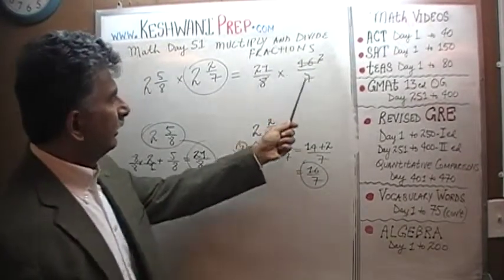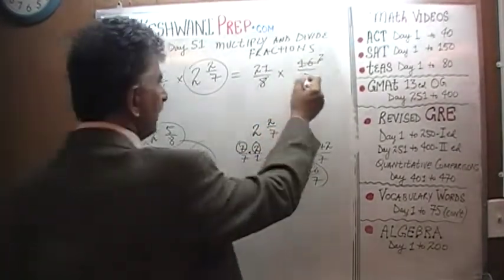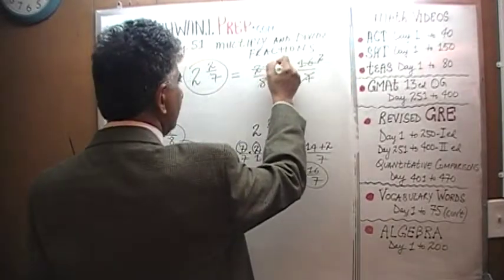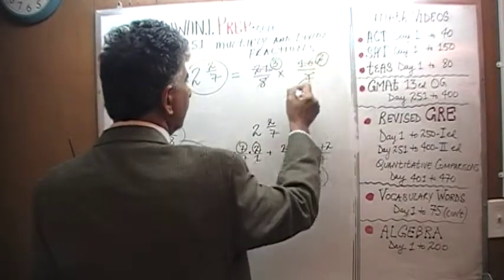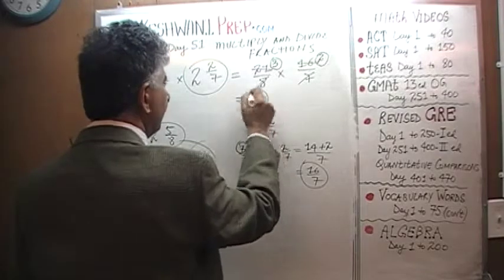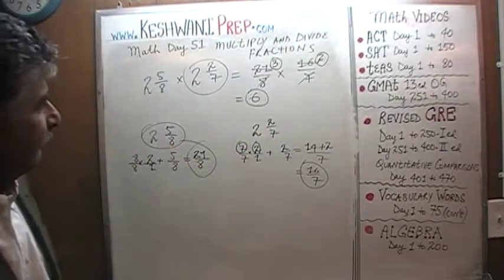Same thing, we see 21 on the top and 7 on the bottom. Let's divide top and bottom by 7. 7 is going to go away and 21 is going to become 3. So we end up with 3 times 2 and the final answer is 6. The final answer is 6.